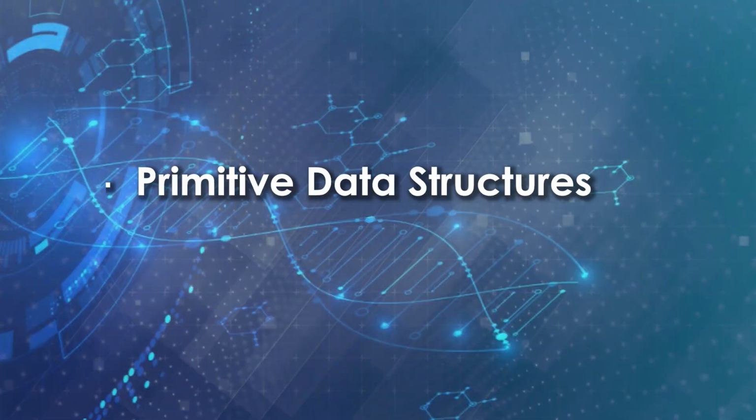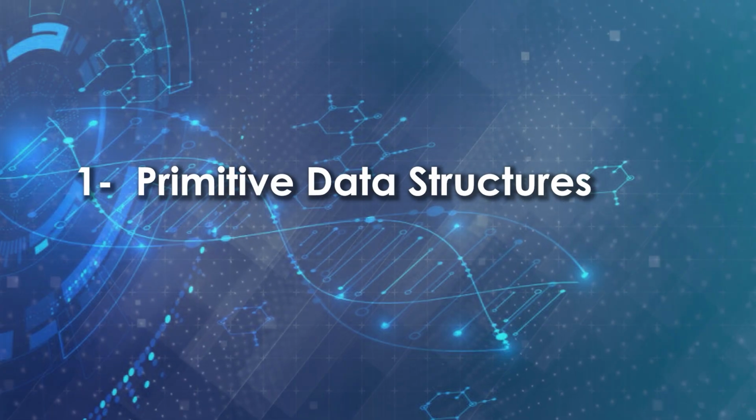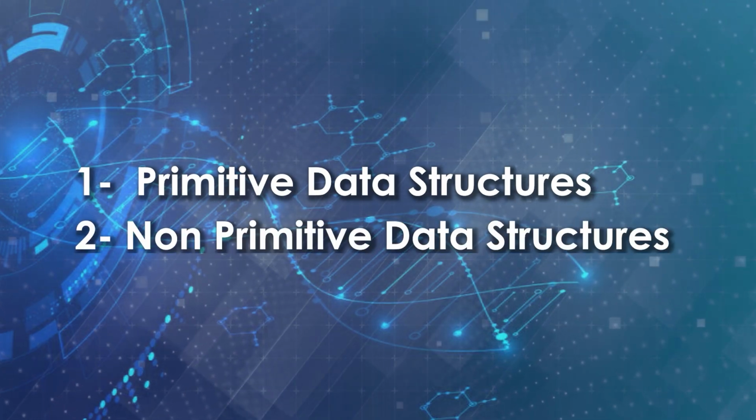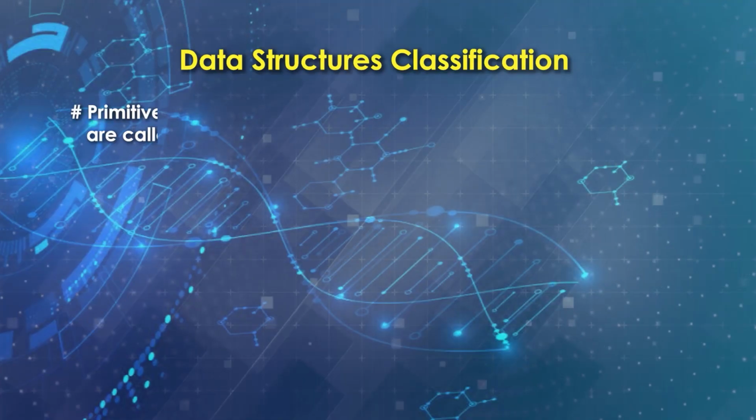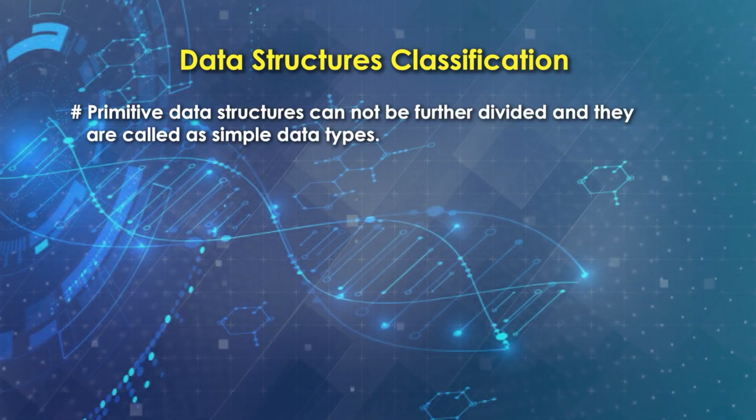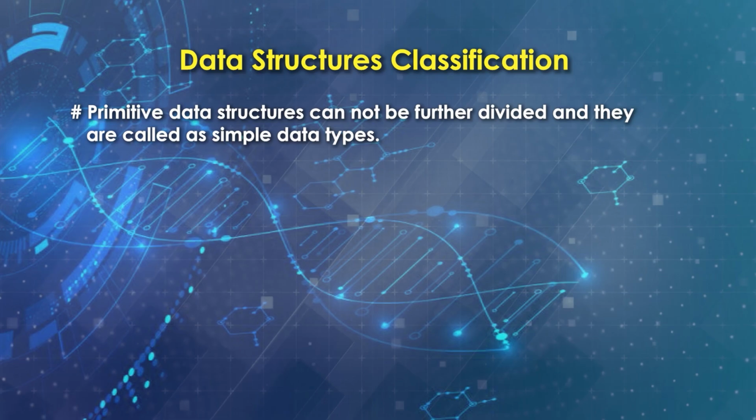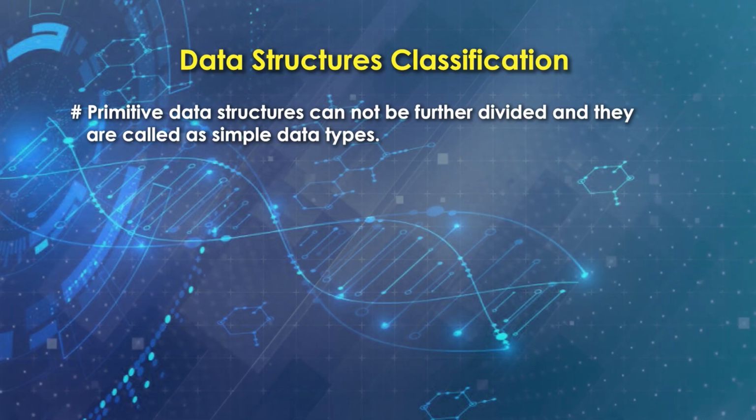And when we have a data structure, we can classify it into two main categories. The first category is called the primitive data structure, and the other category is called the non-primitive data structure. So let us understand what we mean by primitive and non-primitive data structure. Primitive data structures are those data structures that cannot be further divided, and that is the reason they are called primitive data structures.